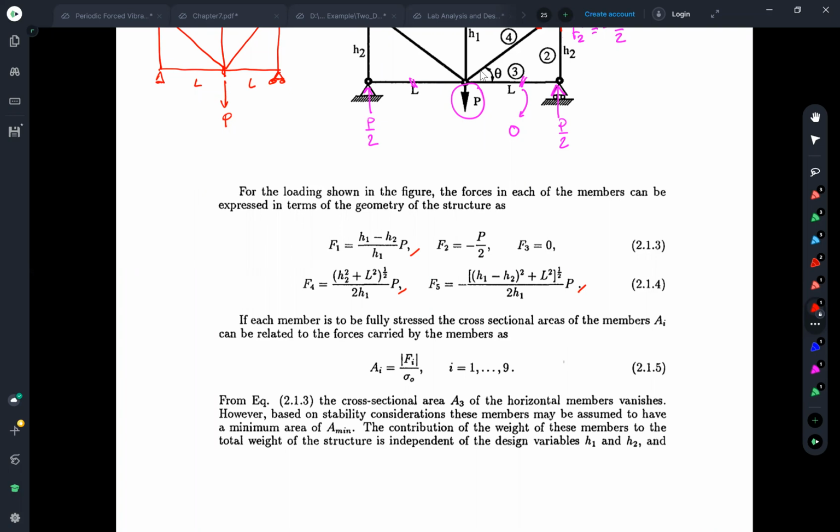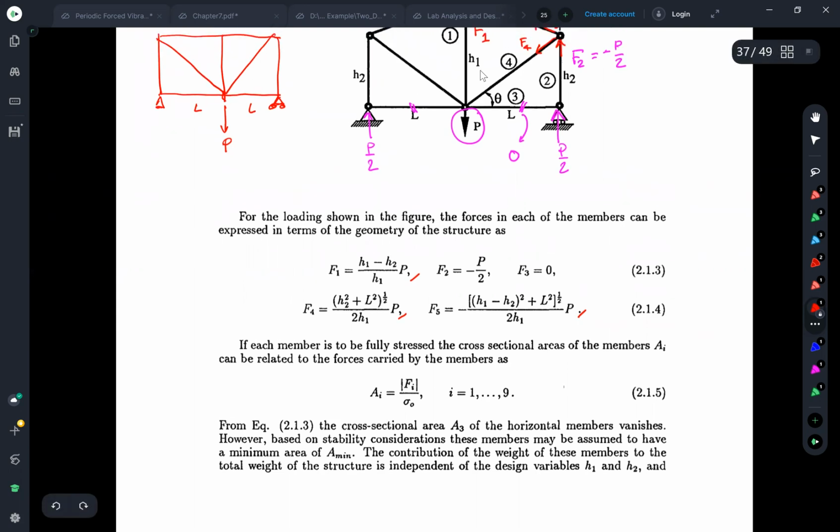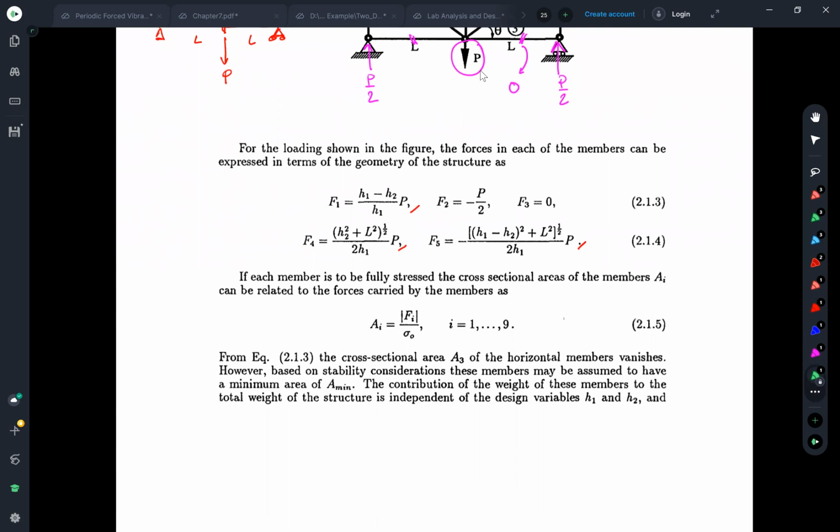Now it becomes a function whose value depends on H1 and H2 as the design variables for our optimization problem, right? These are the two unknowns for us, H1 and H2. Let me use another color for you. This is the primary unknown for this optimization problem. And we say that if we want to make the thing lightest, meaning the minimum weight, what I'm going to do is to fully stress all the members.